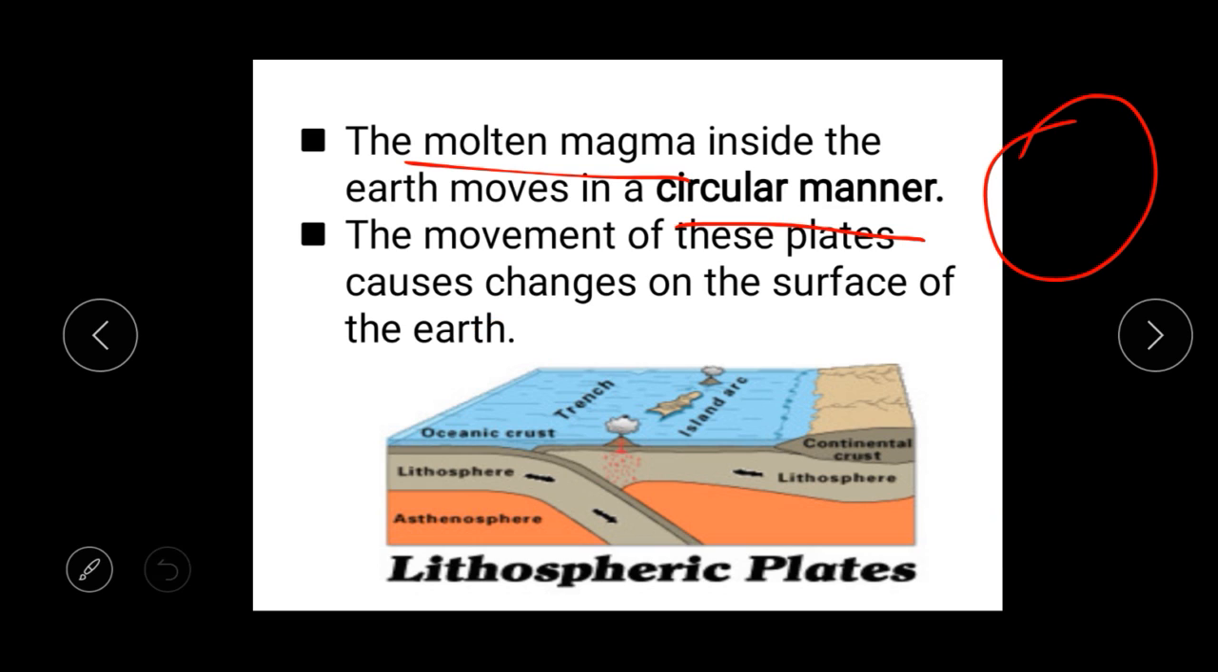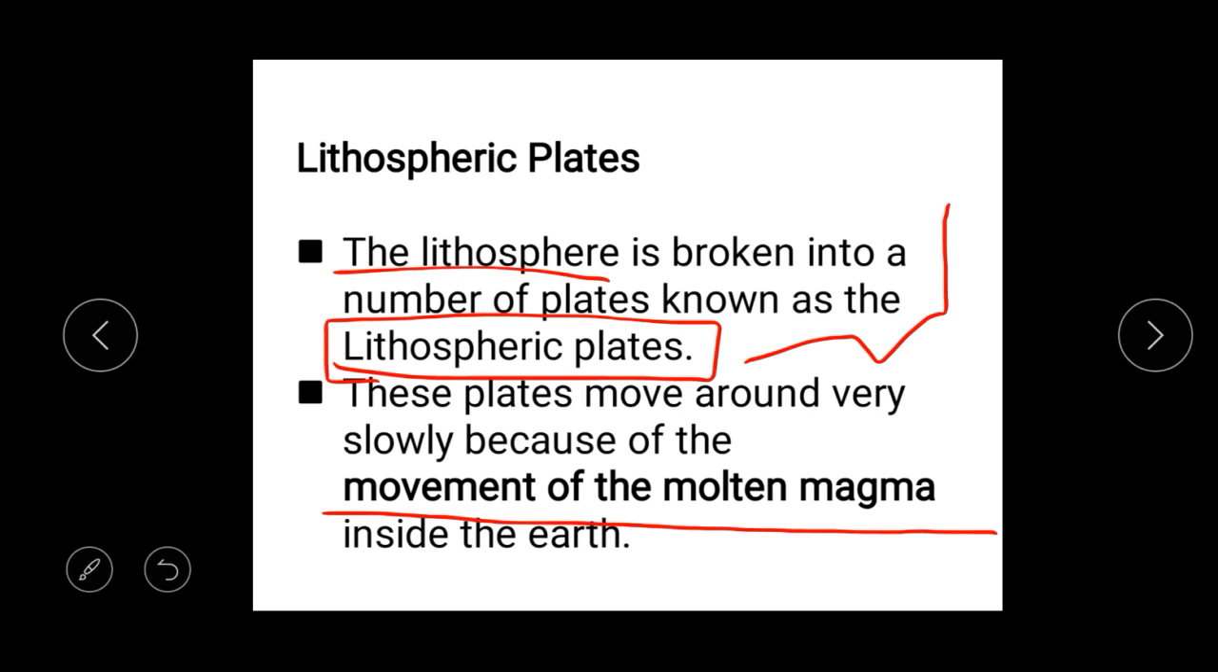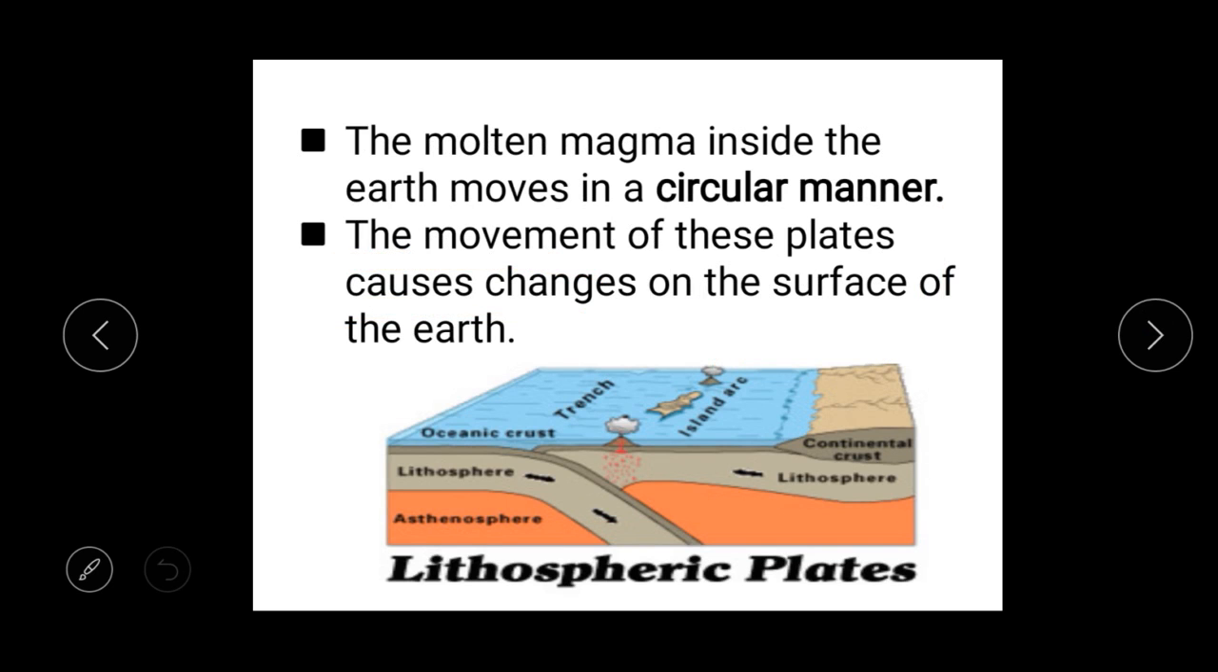The first point is that the lithosphere is divided into a number of plates, called lithospheric plates. What is the second point? Why do these plates move? These plates move because of the movement of molten magma. Notice the third point: this molten magma moves in a circular manner. And the last point: the movement of these plates causes changes on the surface of the earth. Are you all clear?